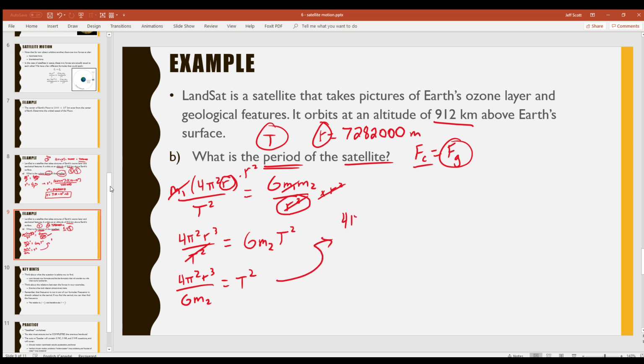So it's 4 pi squared R, which is 7,282,000, and we have to cube that, all divided by G, which is 6.67 times 10 to the negative 11, times the mass of the Earth, which is 5.97 times 10 to the 24. Now again, both of those numbers that I just put in the denominator are actually on your formula sheet, so you can always look those up.